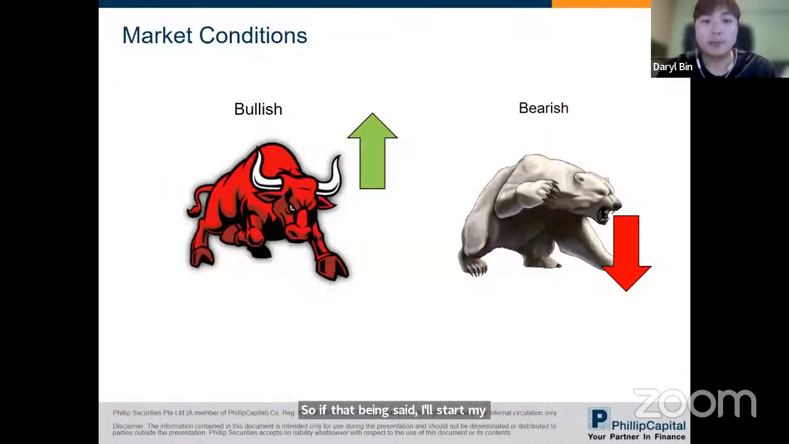So there are two types of market condition. So in the stock market, there's two types of movement. The first one being the upward movement and the second one being the downwards movement. When it's going up, we call it bullish. When you hear people saying that the market is very bullish today, it also means that the market is in the upwards trend. However, when the market is going down, we call it bearish.